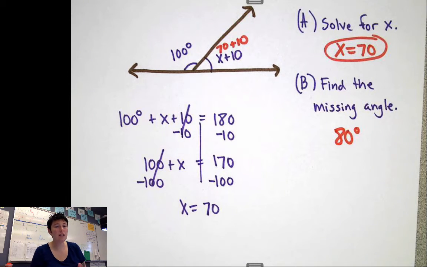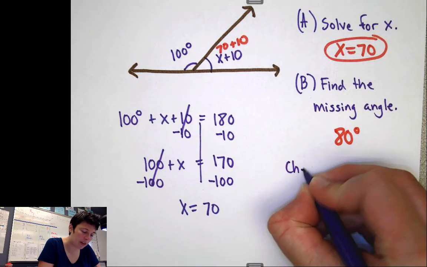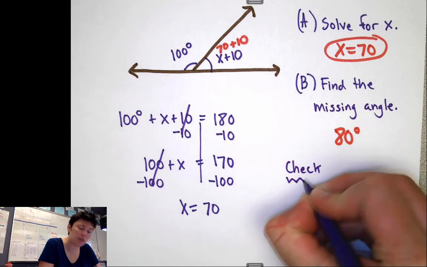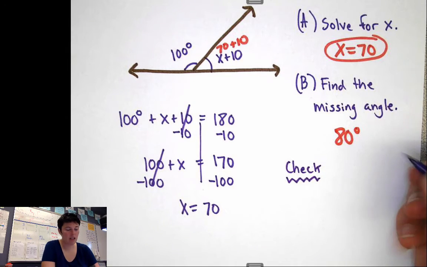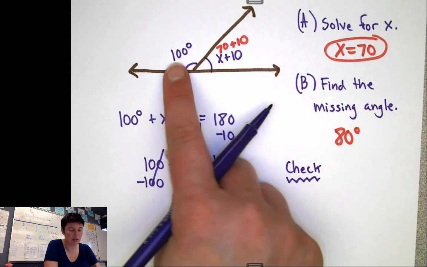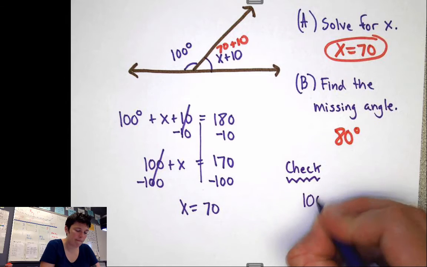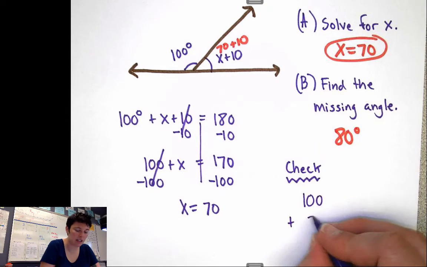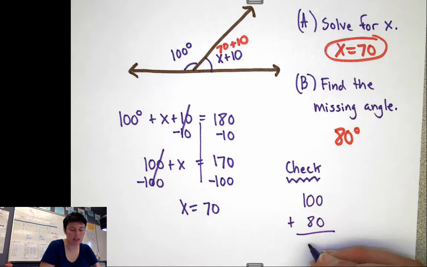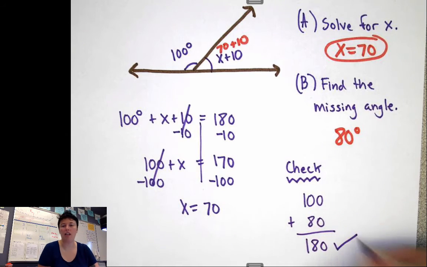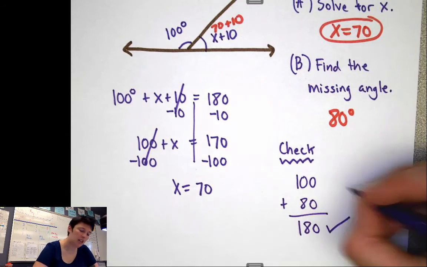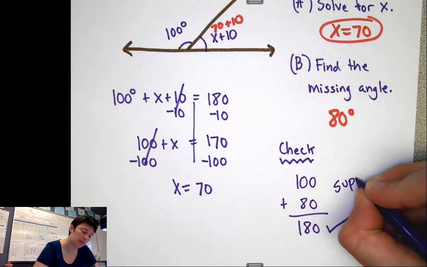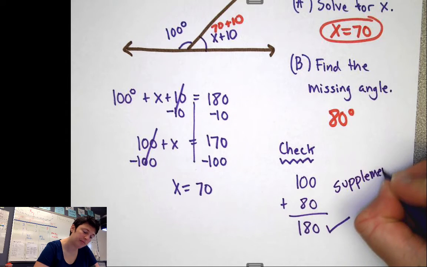And we can easily check our answer and see if that's right. Here's my check. I'm going to write check. The two angles are supposed to make 180. This angle and this angle together. So this is 100, plus, we just measured this one and we said 70 plus 10 is 80. And sure enough, 100 plus 80 is 180. Total check. It adds up to the 180. It proves it, and it's supplementary.